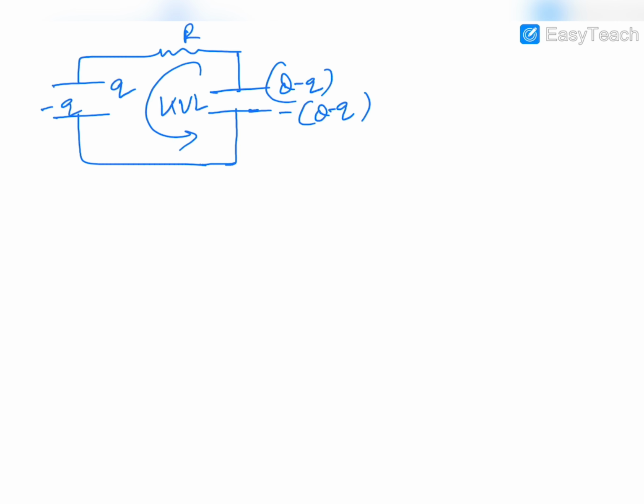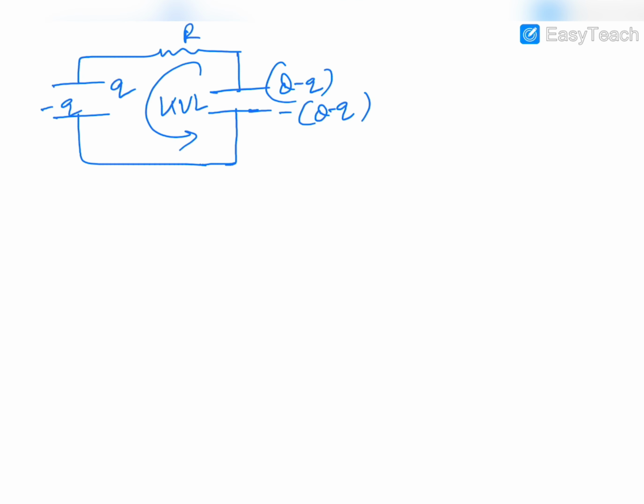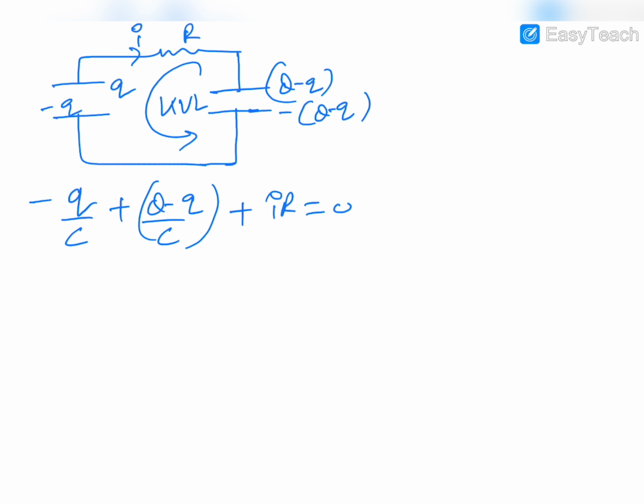So you can see that, let us suppose that some current will be flowing. We also know that if initially this is charged and this key is closed, so this would be charging this one, so this plus charge will be flowing like that, so current will be flowing like that. So let us use the appropriate direction of current. So we are applying KVL like that. So this is minus q by C for this one, and plus Q minus q by C for this one, and plus IR is equal to 0 for this one.